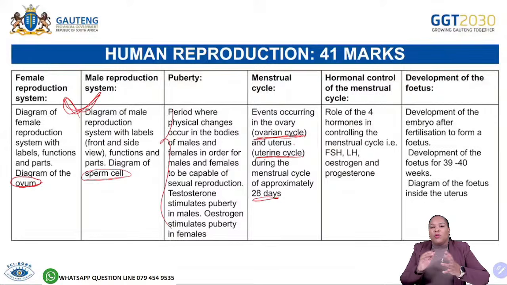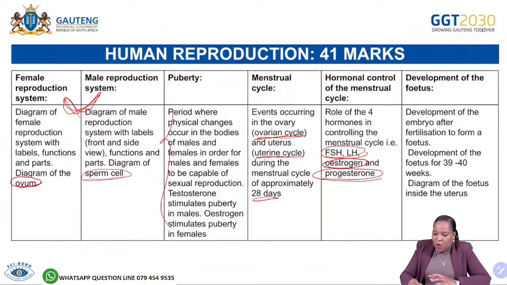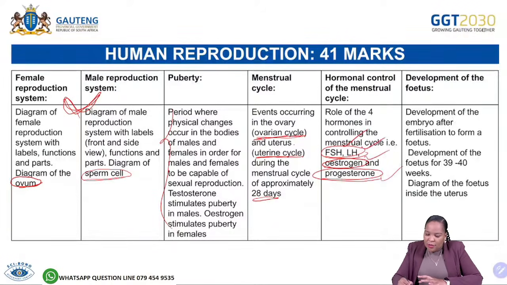So you must be able to know what is happening in the ovaries, what is happening in the uterus, and know the roles of the hormones that play a role in the menstrual cycle. Those are your FSH, LH, estrogen, and progesterone. Then the development of the fetus. Remember the development of the fetus, where you must know the placenta, the villi, and all of that. You must be able to know that.